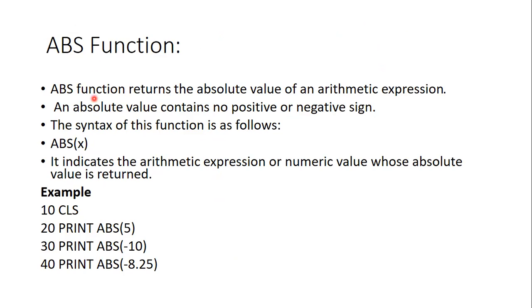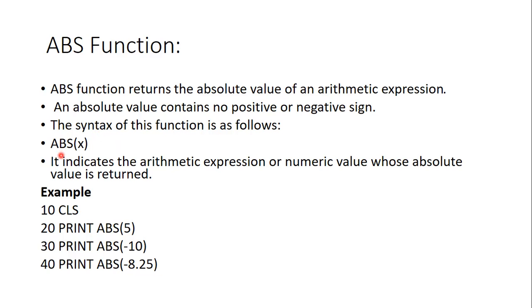It returns the absolute value being passed into the function parameter. So this function returns the absolute value of an arithmetic expression. Clear? What is an absolute value? An absolute value contains no signs, neither positive nor negative. Okay. So the syntax of using the ABS function is as follows.